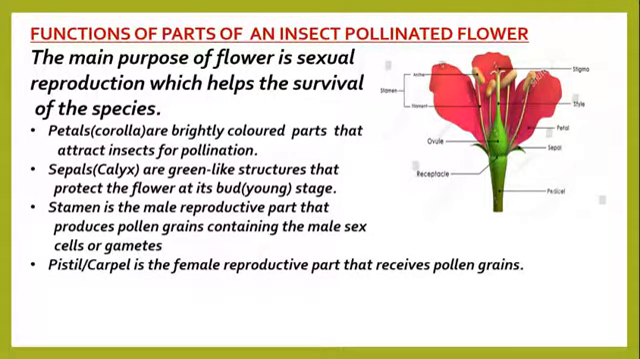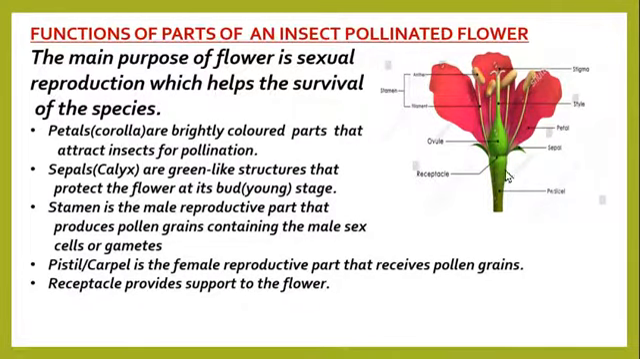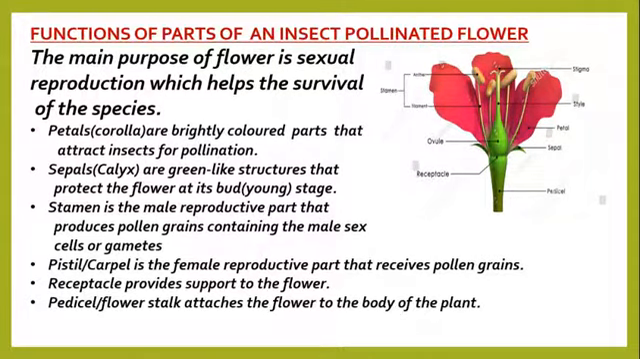Let's move on to the receptacle. This ball-like structure here is not there for fun. It has several functions, but the main function is that it supports the flower. So it's bearing all the weight of the flower. Because it's bearing the weight of the flower, it has to be large enough in order to cushion or bear the weight of the upper part of the flower. Then we have what we call the pedicel, also known as the flower stalk. The main function is that it attaches the flower to the body of the plant.